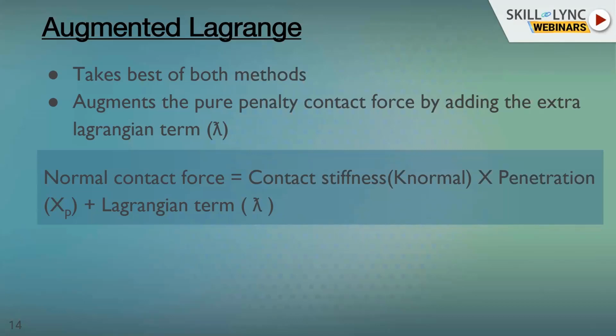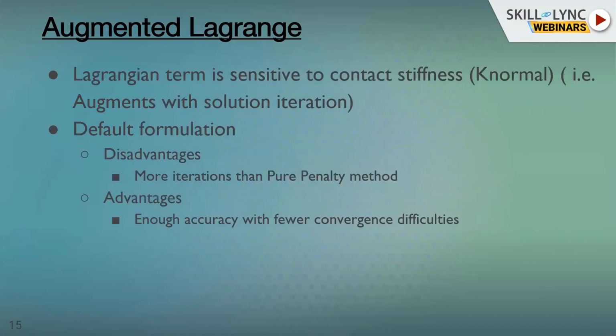As the penetration changes, the Lagrangian term changes. If the penetration is large, the Lagrangian term will increase and push out the surface from the penetrated area. That gives more control to the solver over the penetration, and it gives fairly accurate results with enough number of iterations. The equilibrium iterations, as we have seen in Newton-Raphson from one point to the other point, are more than in the pure penalty method, but surely fewer than in the normal Lagrange method. And we get enough accuracy with the augmented Lagrange method.